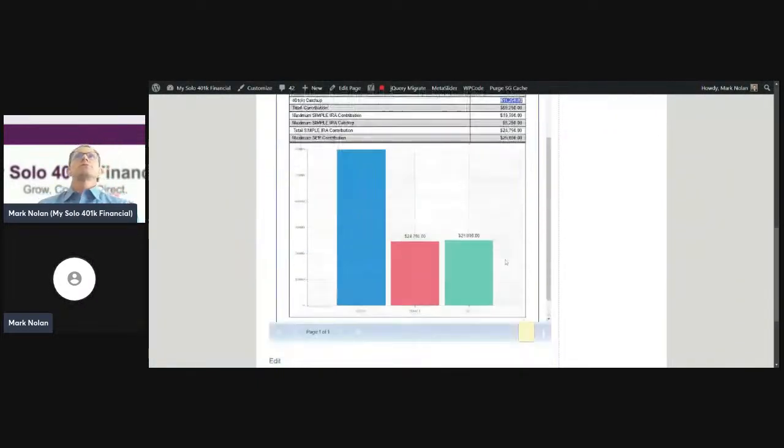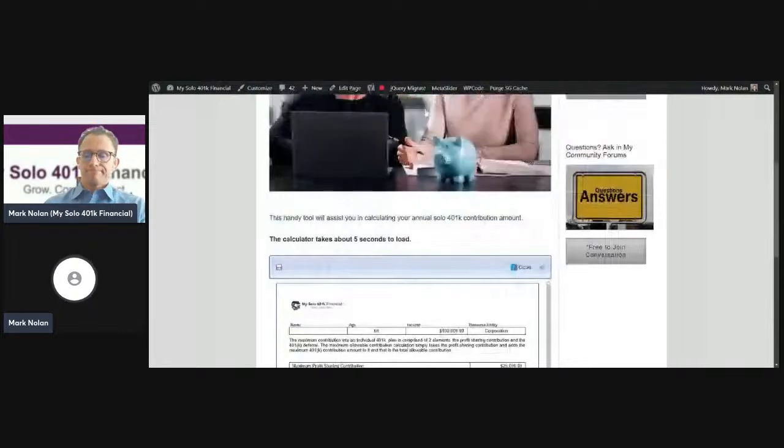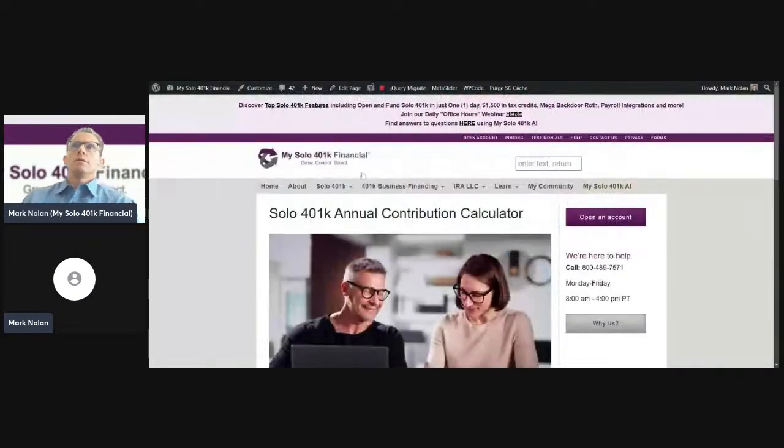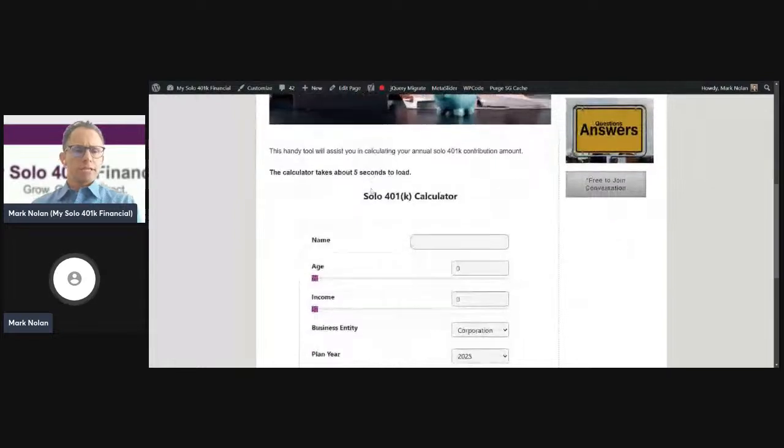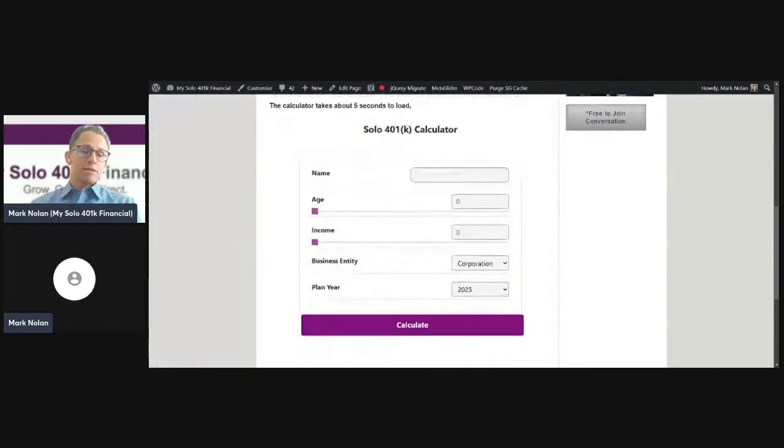Okay, let's do another example here. Let's go with $200,000, I guess. So 200,000, and we'll do a calculation for someone who's under age 50. Let's say they're 35. It's not going to matter because anyone who's under 50 does not qualify for a catch-up.